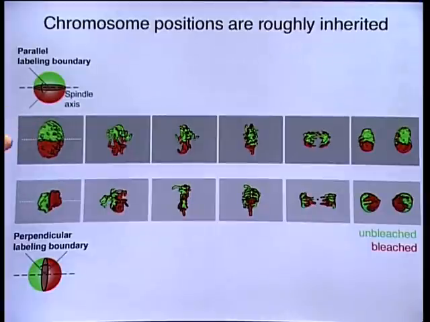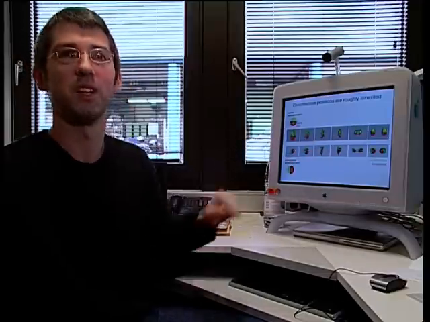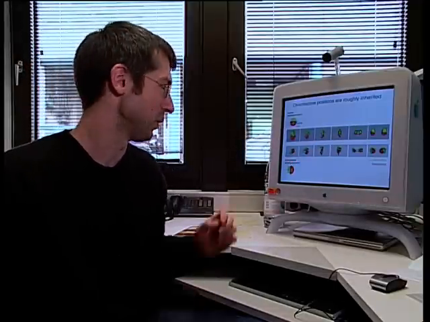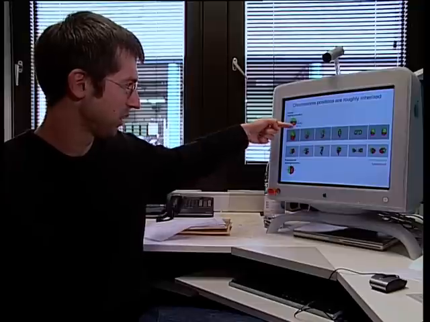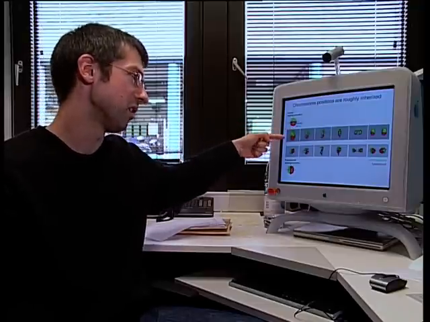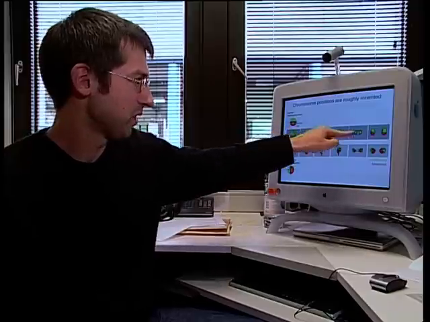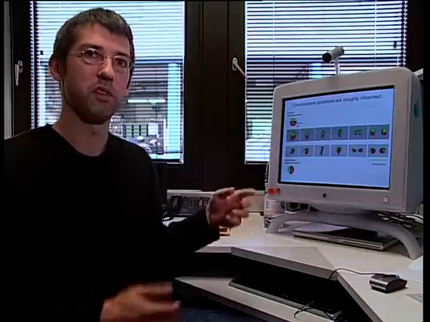This is achieved by using lasers to paint one side of the nucleus in green and one side of the nucleus in red. And then you can follow how they change when the cell is dividing. And so when you do this kind of experiment, you can see that before mitosis, when you paint one half of the nucleus in green and the other in red, and you allow the cell to go through mitosis, after mitosis, it still looks very similar. The chromosomes are more or less in the same places in the nucleus than they were before the division.